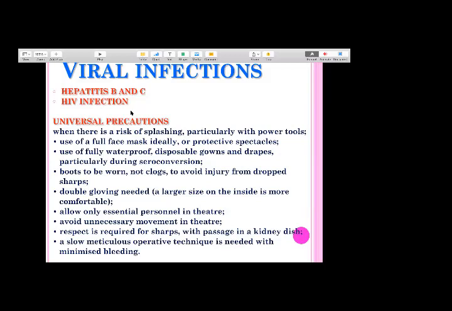Respect is required for sharps. Pass them in a kidney dish. What is a kidney dish? A kidney dish is a kidney or bean-shaped dish in which it's recommended that we pass all the sharps. Sharps commonly include the surgical blades. Respect should be given in handling sharps as well, in how you pass them along or store them on the operation table. A slow, meticulous operative technique is needed with minimized bleeding.